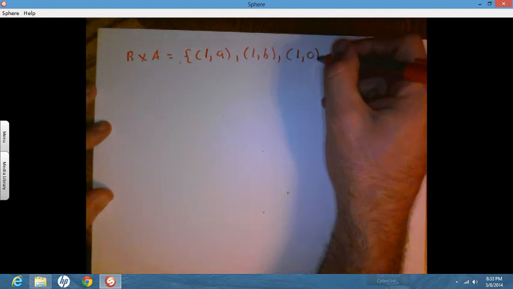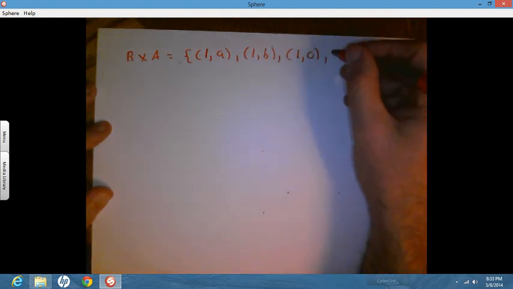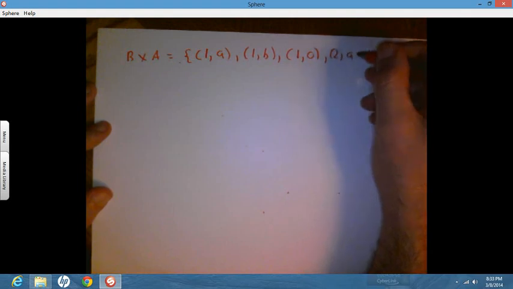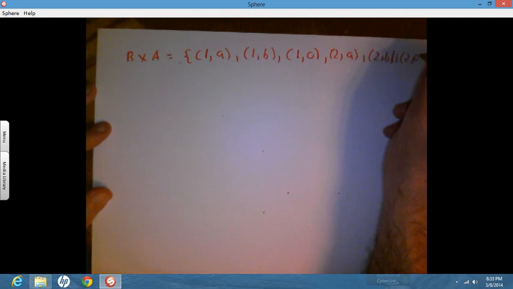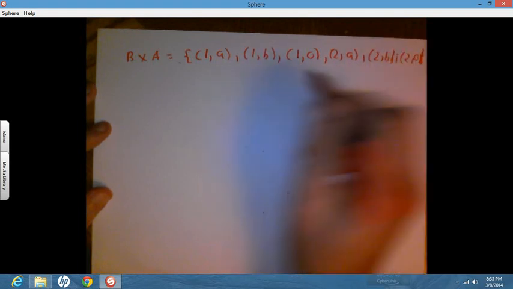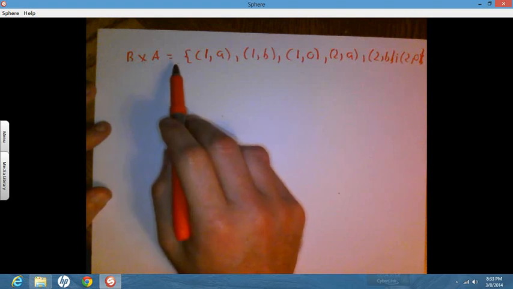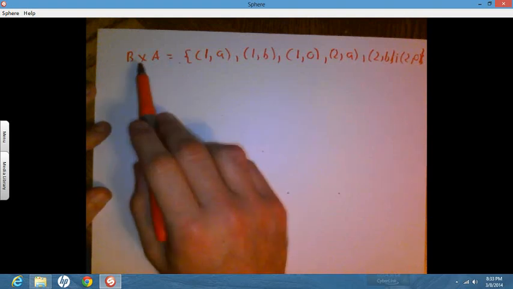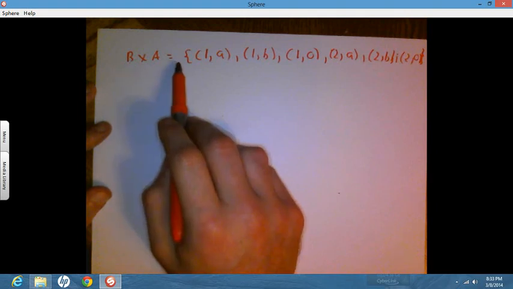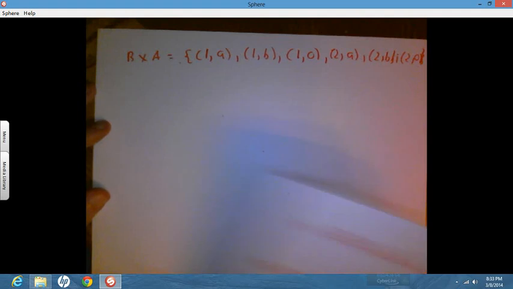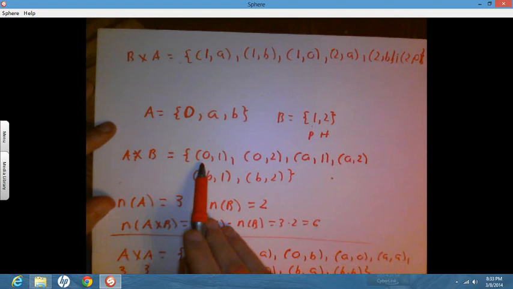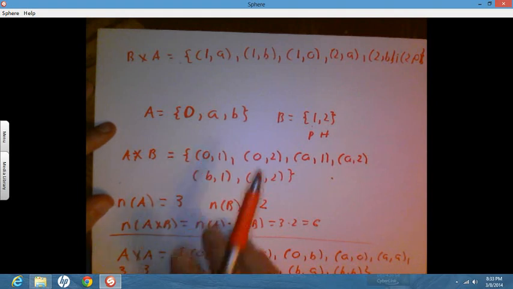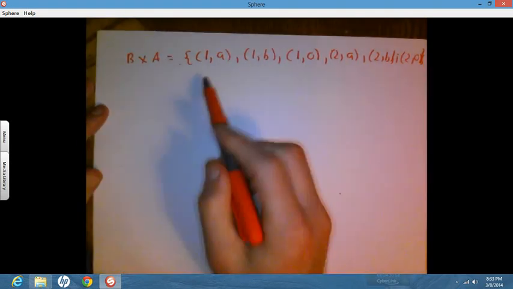Or we can get a 2 and an apple, a 2 and a banana, and a 2 and an orange, right? So these are all the possible combinations I can make, choosing an element from A and an element from B. And the only difference between this set over here and A cross B, you'll notice, is over here, the first position gets the fruit, and the second position gets the sandwich ticket, whatever you want to call it. And when we do B cross A, the first position gets the ticket, and the second position gets the fruit.